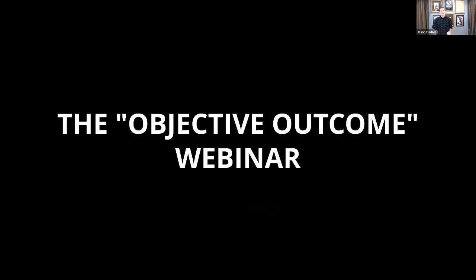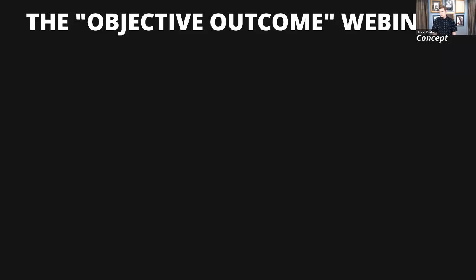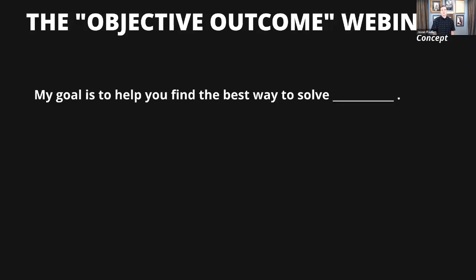Here's the next model. It's called the objective outcome webinar. Here's the concept behind what I call the objective outcome webinar model. It looks like this. I'm a consultant, not a salesperson, positioning. You basically get them on the webinar, and the webinar framework works like this.